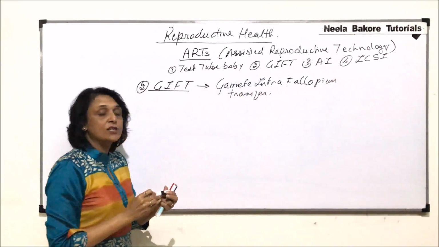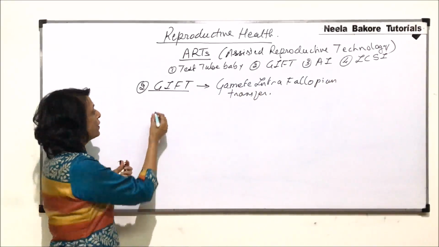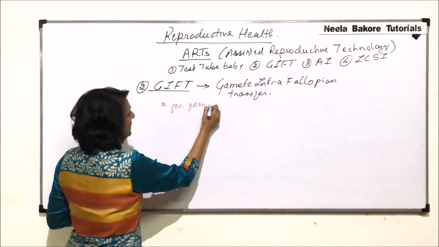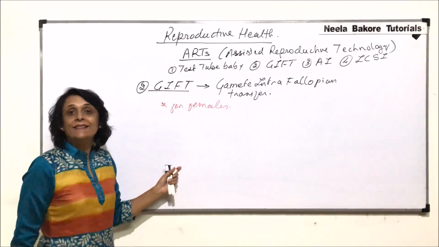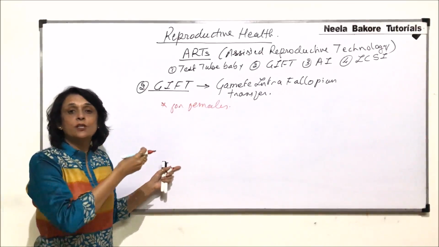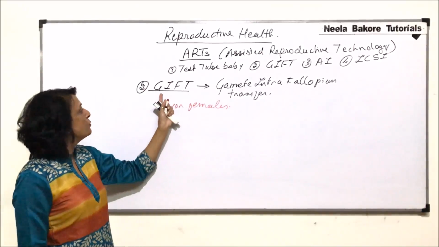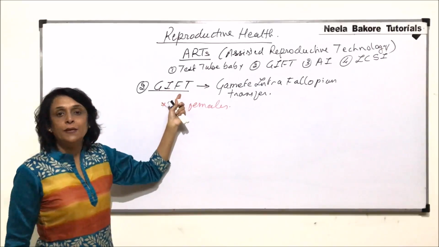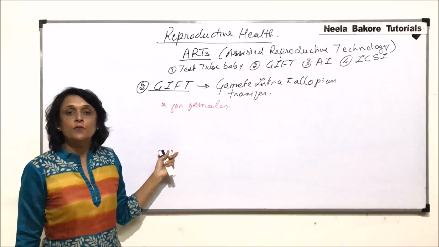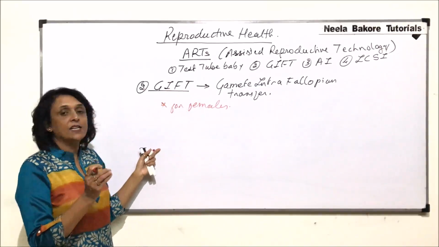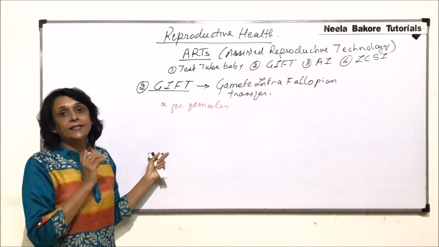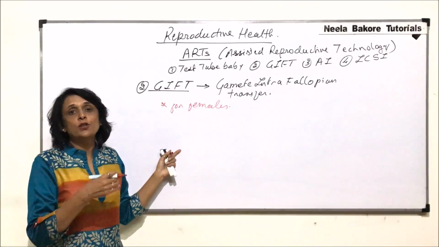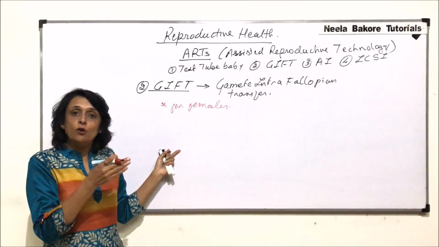This technique is normally used for females, and the purpose is that the egg is to be transferred into the fallopian tube, as the name says, gamete intrafallopian, and the gamete which is transferred is the egg. It is transferred inside the fallopian tube. Now, the question comes, why should the egg be transferred in the fallopian tube?